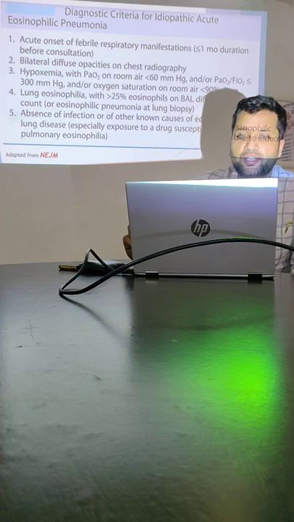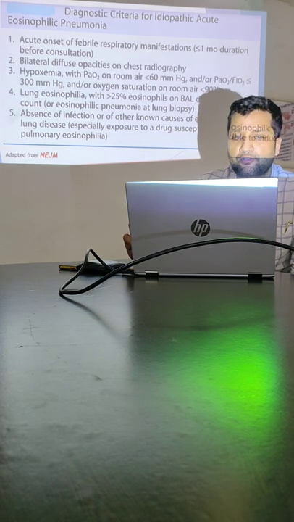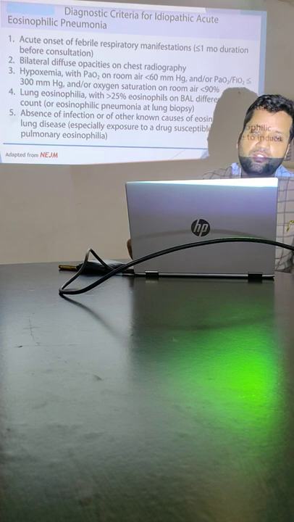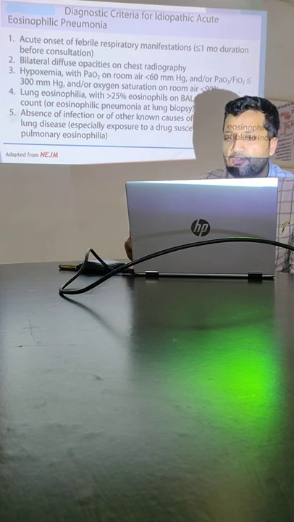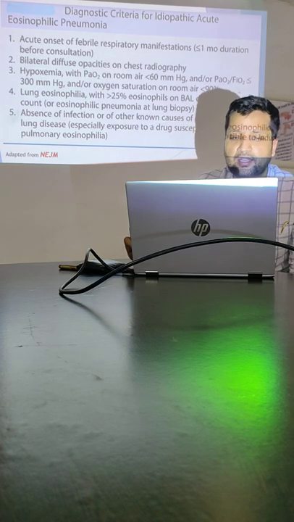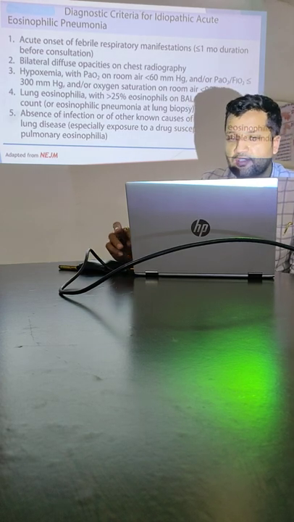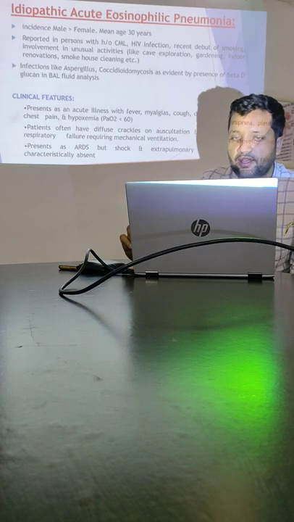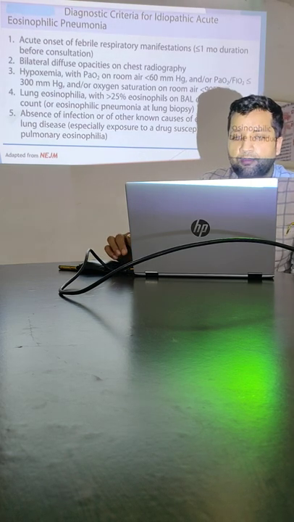Diagnostic criteria for idiopathic acute eosinophilic pneumonia: acute onset of febrile respiratory manifestation of less than 1 month duration before consultation; bilateral diffuse infiltrates on chest radiograph; hypoxemia with PO2 on room air less than 60 and PaO2/FiO2 ratio less than 300, or oxygen saturation on room air less than 90%; lung eosinophilia with more than 25% eosinophils on bronchoalveolar lavage or eosinophilic pneumonia on biopsy; and absence of infection or other known cause of eosinophilic lung disease. It is important to note that the most common differential diagnosis is ARDS. That's why the history is important, because it is idiopathic, and blood investigation is important, along with the absence of shock and extrapulmonary organ failure. That's why it is quite different from ARDS, but more or less similar to ARDS.